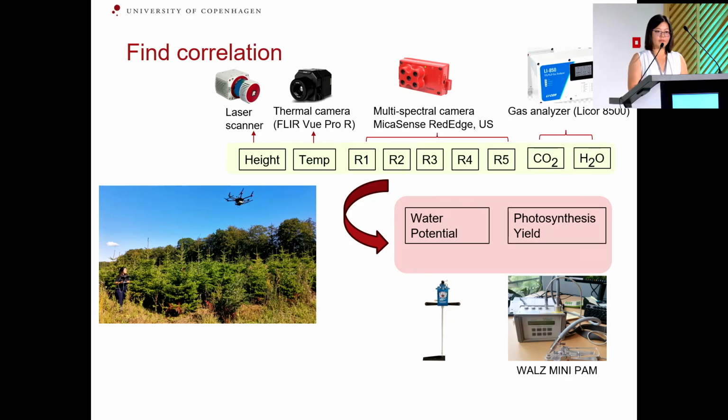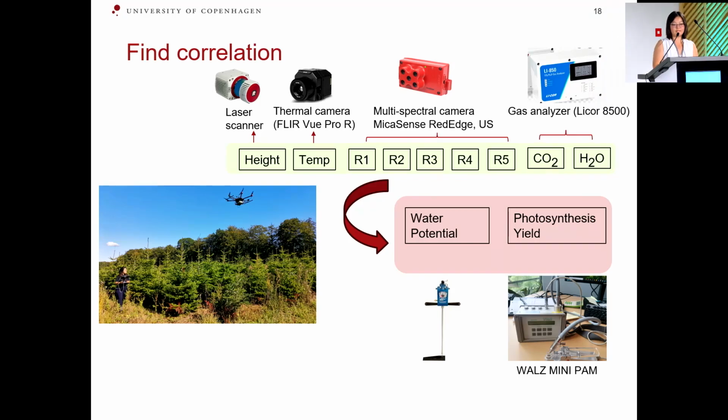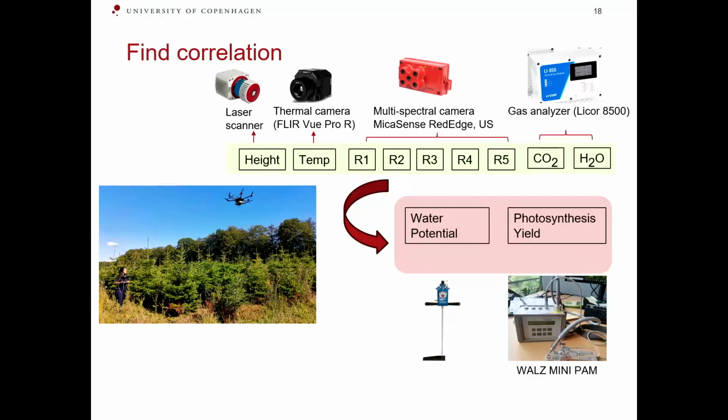Then we repeat the same method. The only difference is that we include the laser scanner in the field, because those are big trees and it makes more sense to use it. For small trees, it's not worth doing. And in the field, we are only able to measure the water potential and the photosynthesis yield, because the other equipment needs constant power supply and constant light, which is not possible in the field.